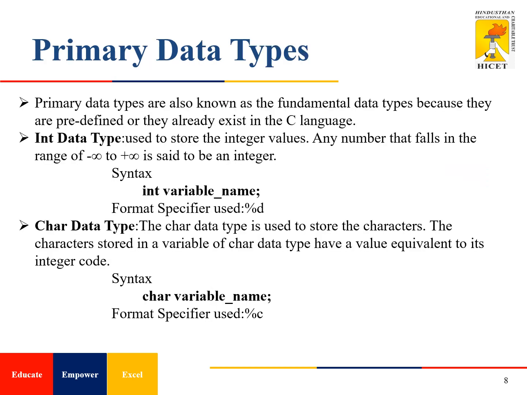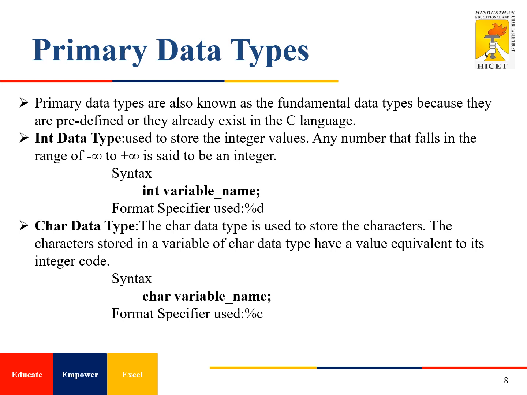And this is the explanation for primary data types. We already mentioned primary data types like int, char, float, and double. The int data type is used to store integer values, which include numbers from minus infinity to plus infinity. The syntax is int variable name, and the format specifier used is %d.